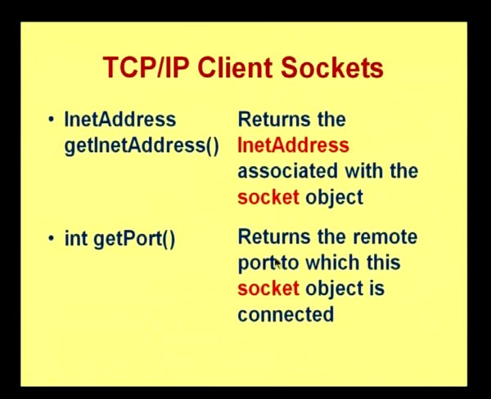So, in that case, whenever I call this method, I could get the inet address to which your particular socket is associated. Next, I have a method called getPort. It returns the remote port to which this socket object is connected. So, here getPort will give you the remote port to which your socket is created.